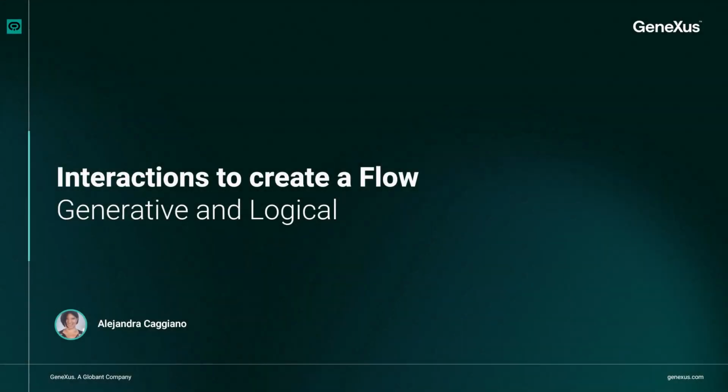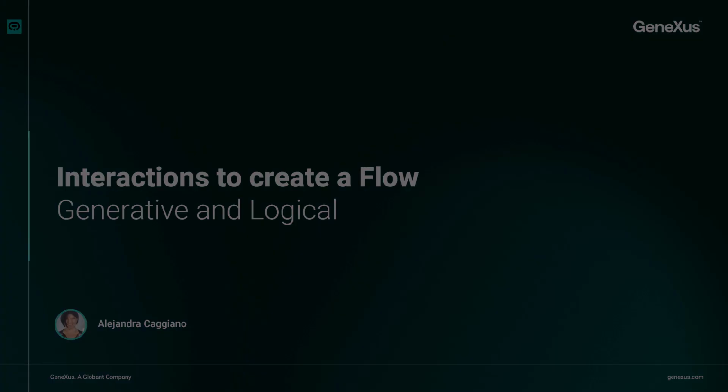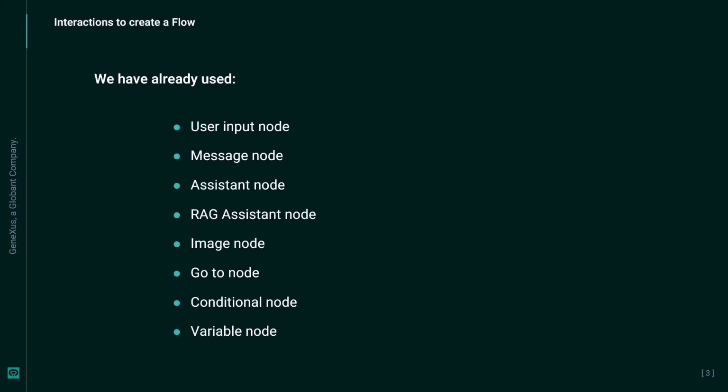In previous videos, we used different interactions in the creation of our flows. We have defined message nodes and assistants, added images, derived the flow using Go To nodes, evaluated conditions using a conditional component, and used variables. We are now going to focus on the interaction section to learn about the components we can use to design flows that meet the needs of the end user.